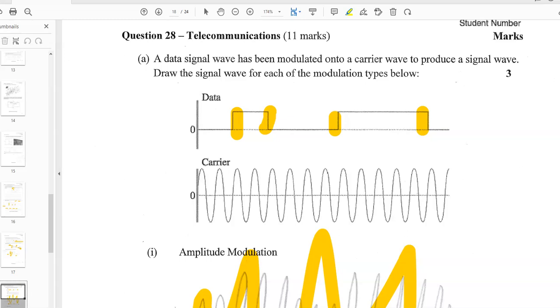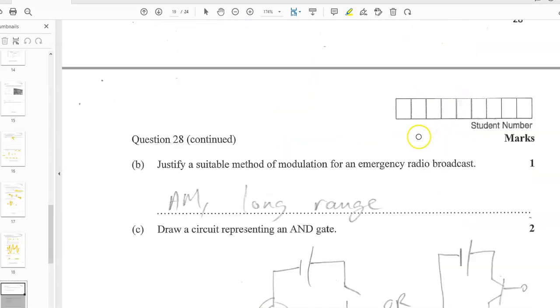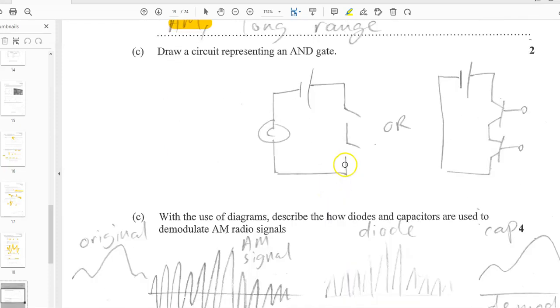Oh, I can't see. Oh, no. Yeah, cross it out. Make them come to me. Okay. Emergency radio has to be AM. Why? Because emergency radio goes along, AM goes further.